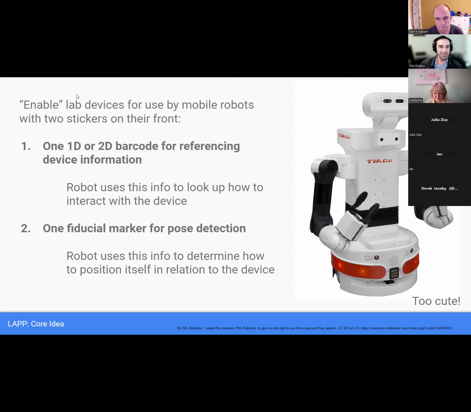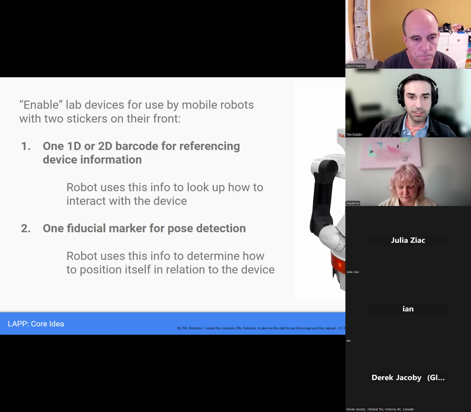And so they say use that, and then they say, well, that's not enough. What you need to do then, to make this cobot work with everything, is you need to put two stickers on every device you want it to use. So they're picturing kind of like a human lab, and the two stickers are, the first one is a 1D or 2D barcode for referencing device information. So it's like a QR code. And the robot's got little cameras here, and it's going to use that to look up how to interact with this device.